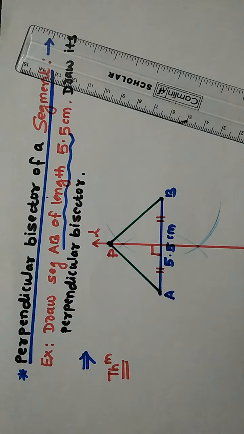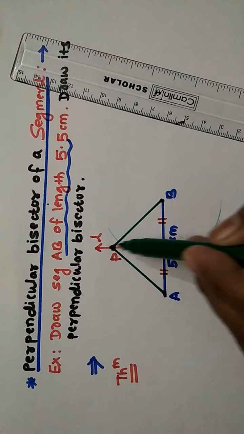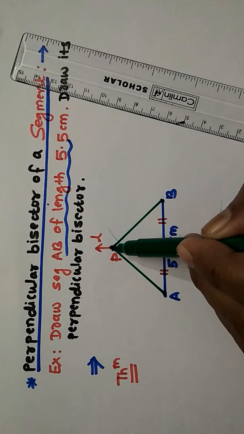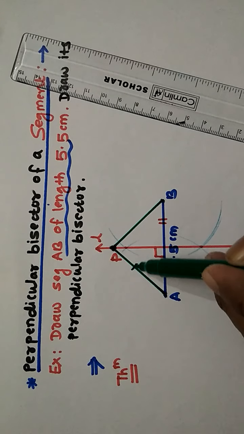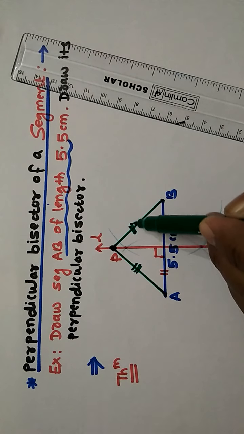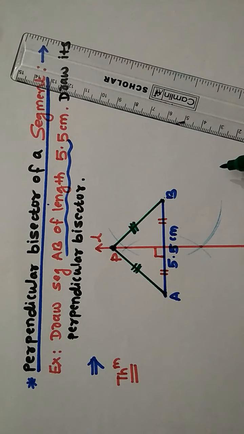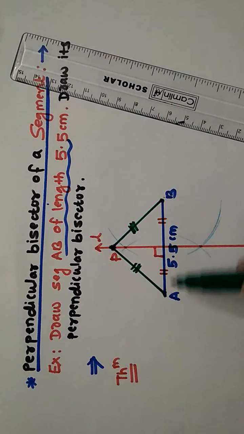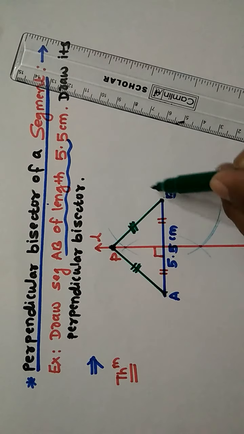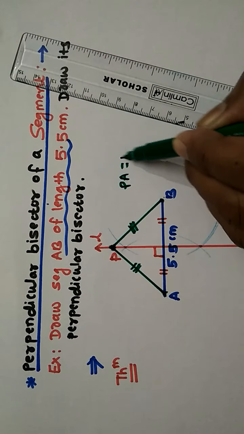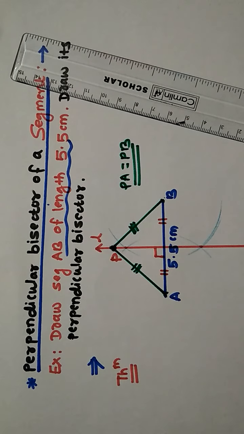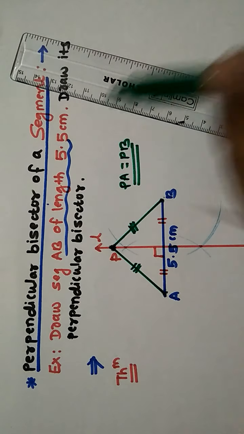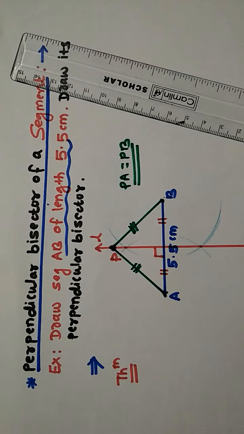Means if L is the perpendicular bisector of segment AB, then every point on the perpendicular bisector must be equidistant from the endpoints of segment AB. Means if L is the perpendicular bisector of AB, then PA is equal to PB. This is called the perpendicular bisector theorem, used in practice set 4.1.